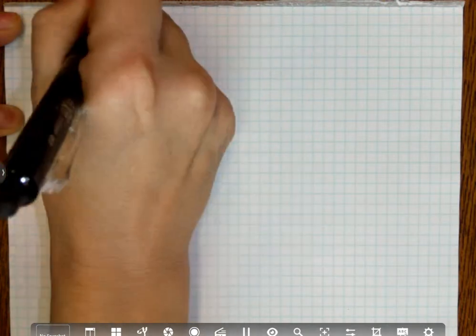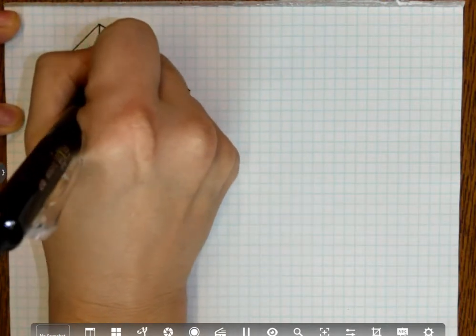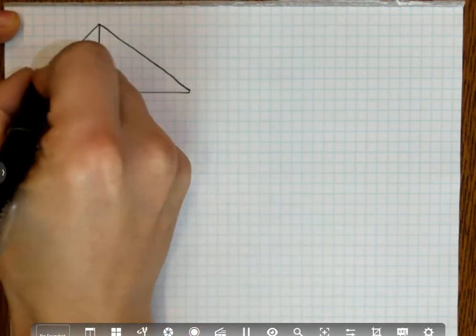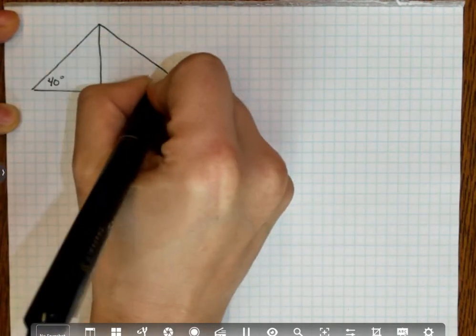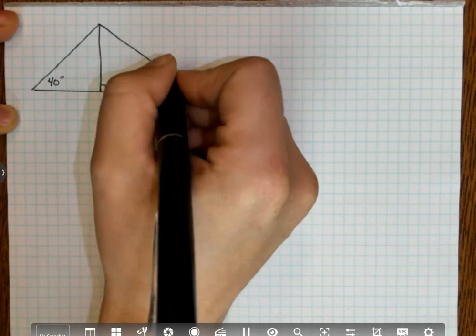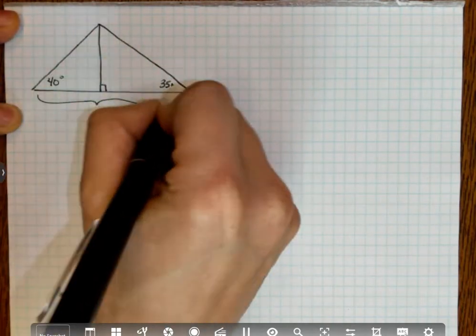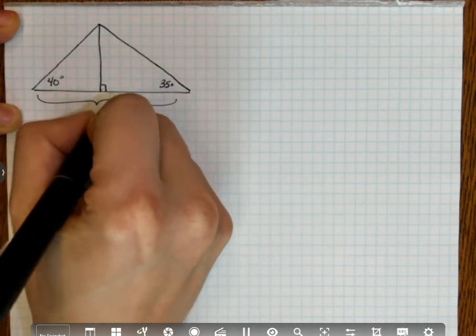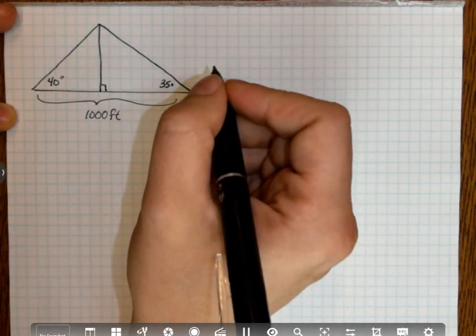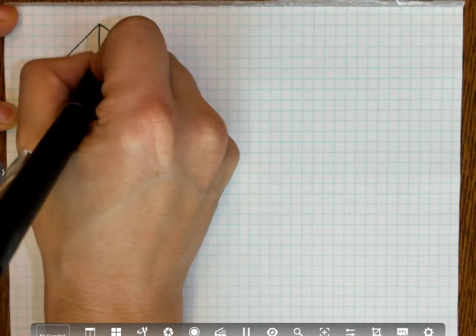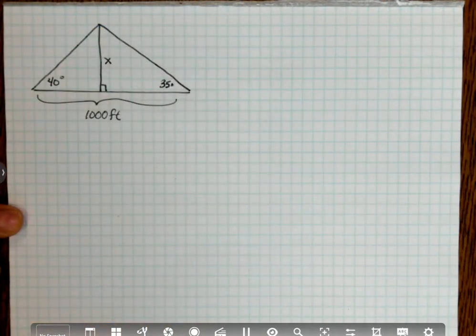So we have a helicopter up in the air. So there's my right angle. I have that this is 40 degrees, and the other one is 35 degrees. And the whole thing between them is 1,000 feet. And our goal is to figure out how high the airplane is. So that's what I'm looking for.